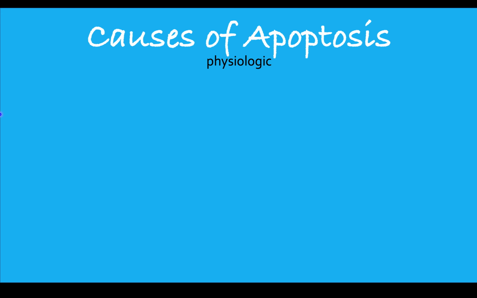Now, the causes of apoptosis. So we said that this is programmed cell death. So this is usually a normal physiologic thing, but like we just saw with that bystander effect, it can be pathologic too. So there's some physiologic causes and there's some pathologic causes. Some examples of normal physiologic causes of apoptosis are embryogenesis. So during embryonic development, some cells are going to have to undergo apoptosis. That's just a normal process.